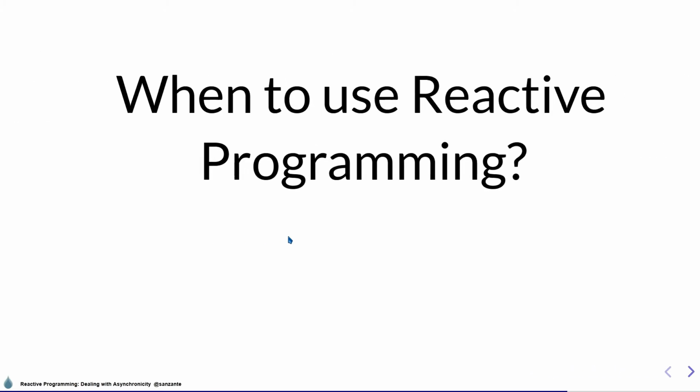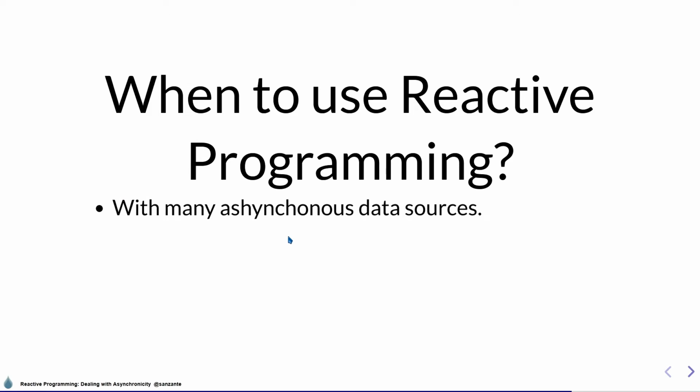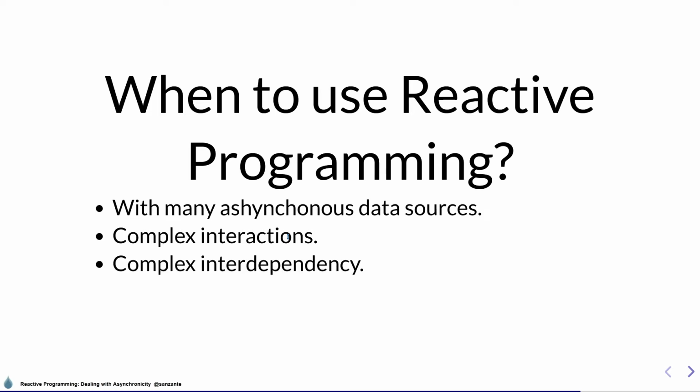So when to use reactive programming? With many asynchronous data sources, which is something that is going to happen as front ends get more and more complex. Because with reactive programming, it's easier to manage many data sources. With complex interactions, because it's easy to program complex interactions with reactive programming plumbing, as I have shown, or complex interdependency, because same as before, plumbing makes those things easy.